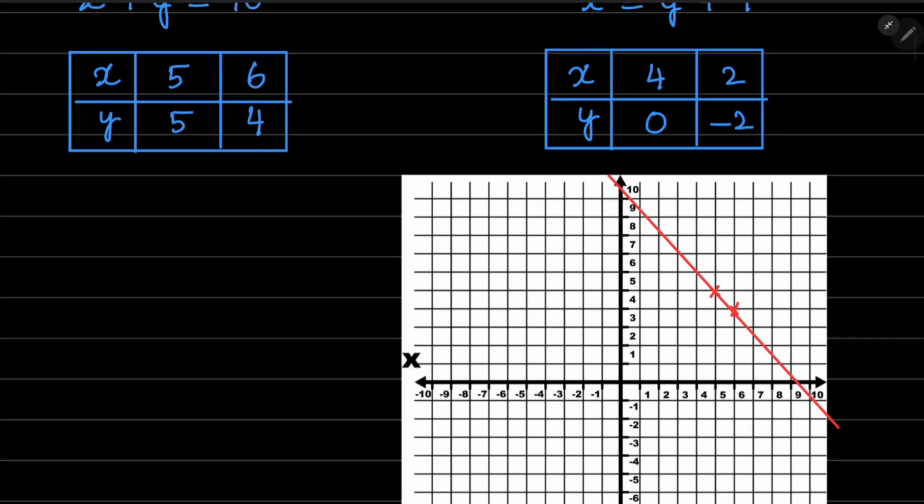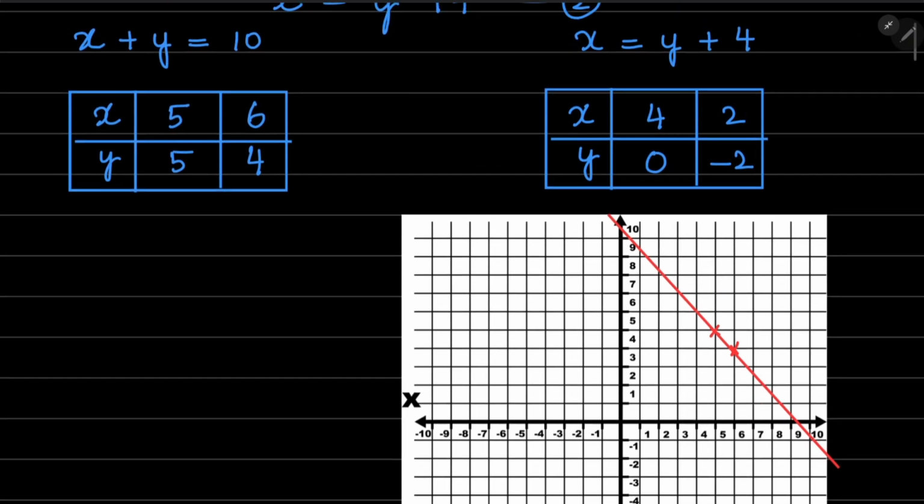And above that line, I have to write what equation is represented by that straight line. Which equation is that? It is x plus y equal to 10. Write that equation as it is.